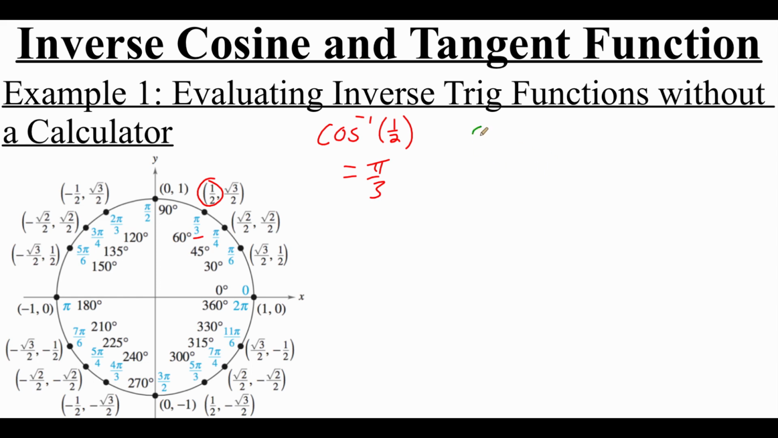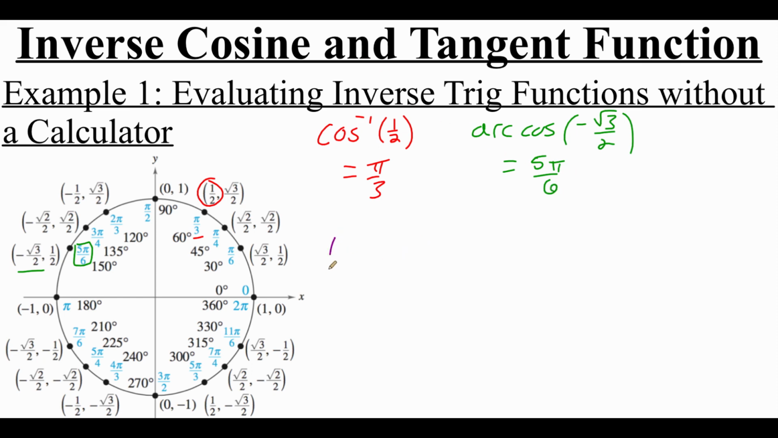Or if I wanted to do the arc cosine of -√3/2, -√3/2 is going to be on the left-hand side. I need that x value of -√3/2, so I'm looking right here. The angle is 5pi/6. So the arc cosine of -√3/2 is 5pi/6.